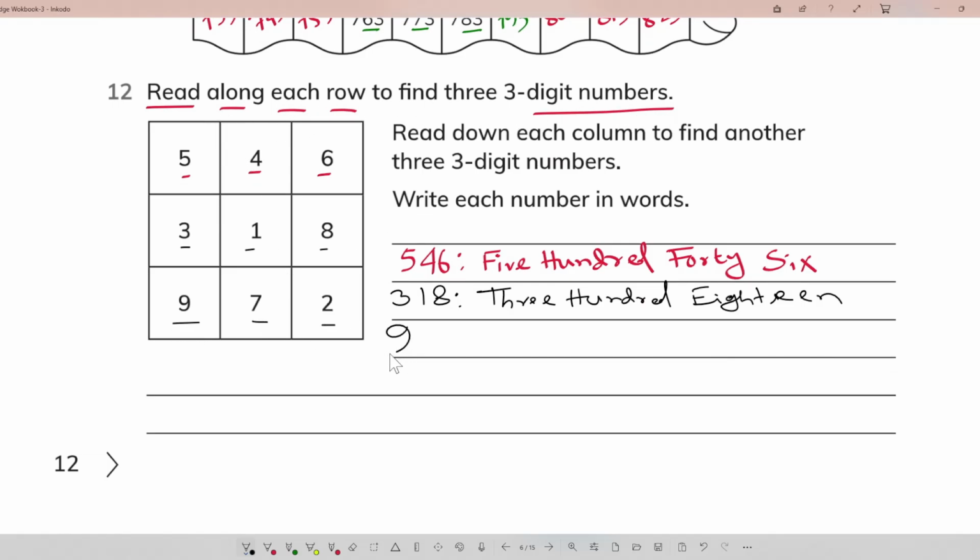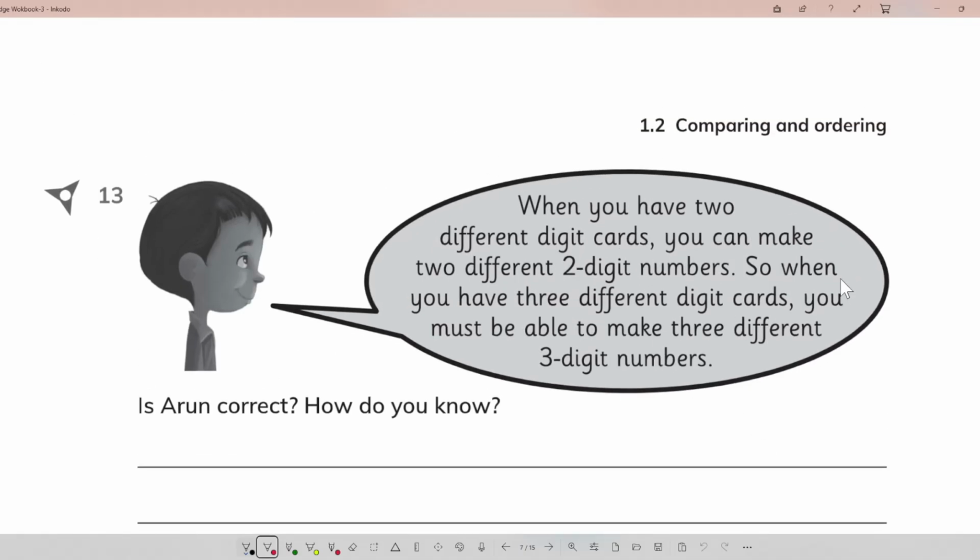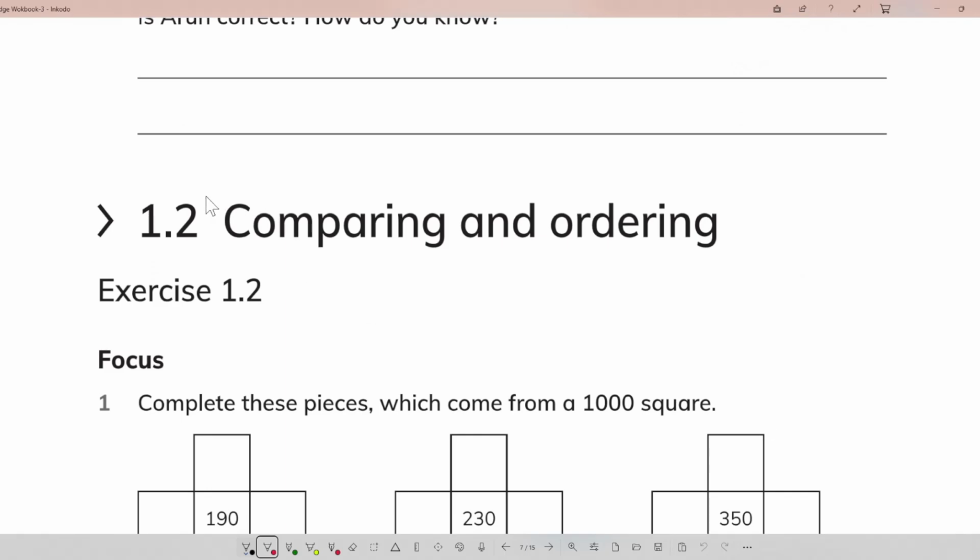972. We can write 900, 72. So this is done. So number 1.2, it means exercise 1.2.